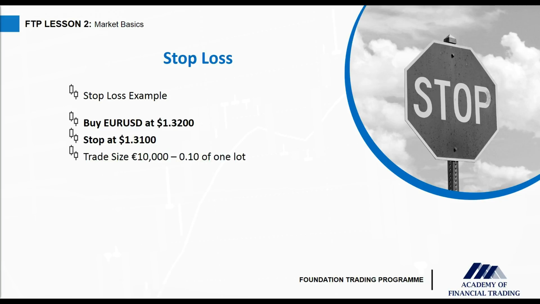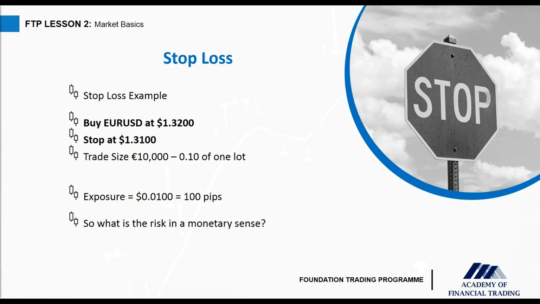We put down a trade size of $10,000, 0.10 of one lot. So our exposure is 100 pips because it's the 0.10. So what is the risk in monetary sense?